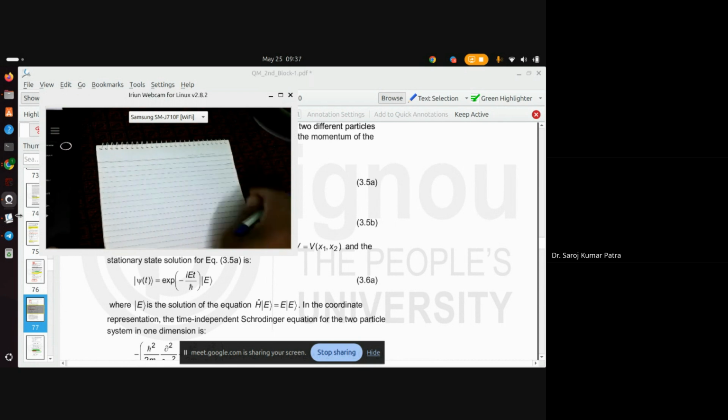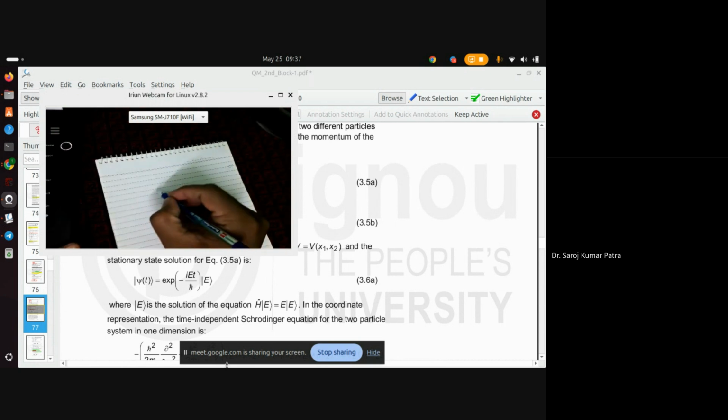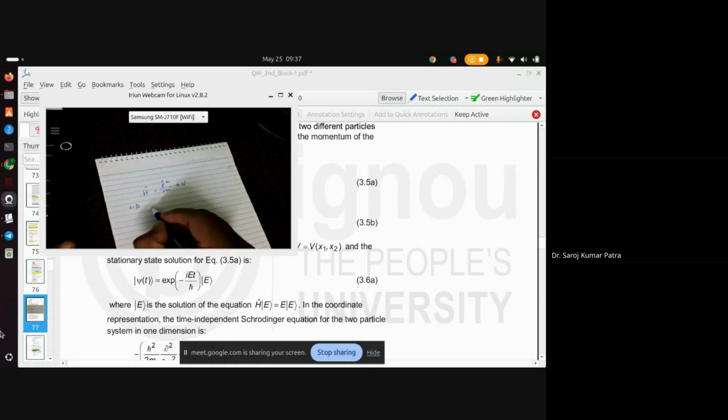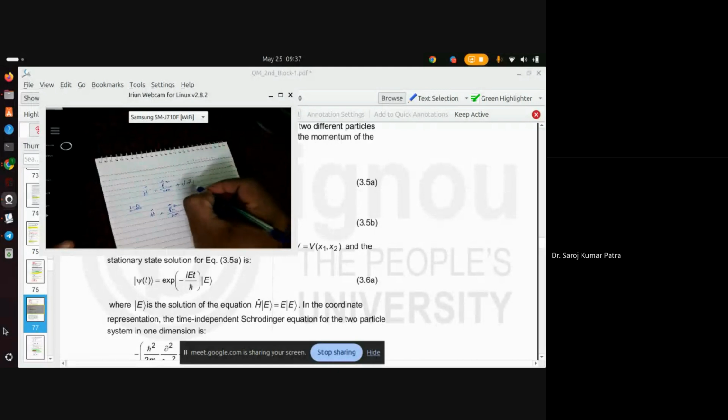So let me write it a little bit. Your H operator is nothing but p operator square by 2m plus V. If you are taking it in one dimension, 1D, H would be px square by 2m plus V(x). Here it will be V(r). Okay.